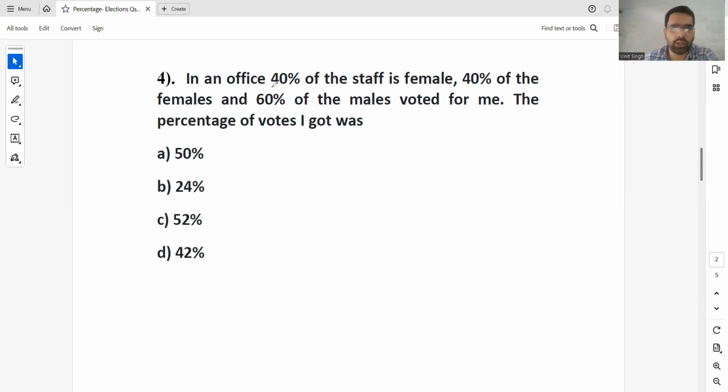Now, in an office, 40% of the staff is female. 40% of the females and 60% of the males voted for me. The percentage of votes I got was? In this case, we will assume that total votes is equal to 100. 40% of the staff is female, means 40. Male will be 60. Total votes means total staff is 100, female is 40, and male is 60.